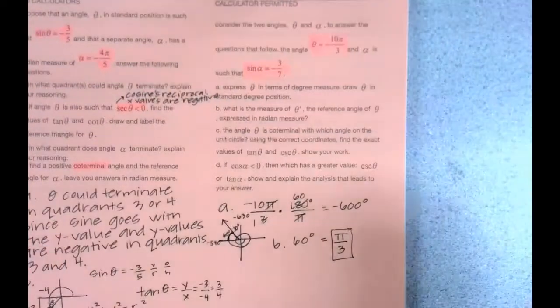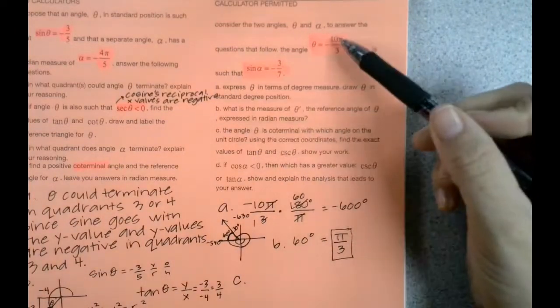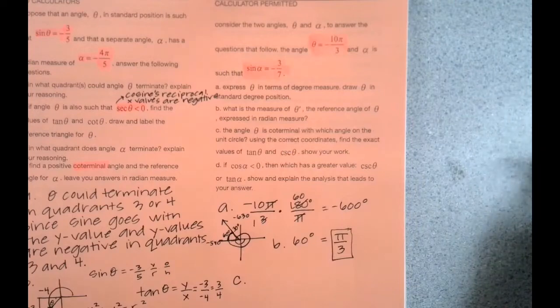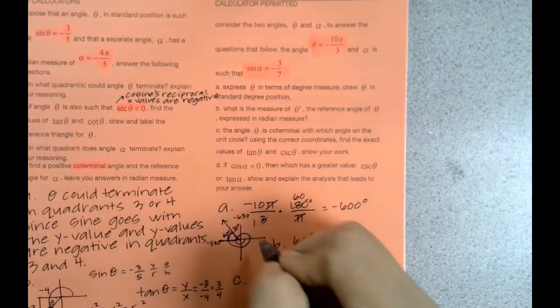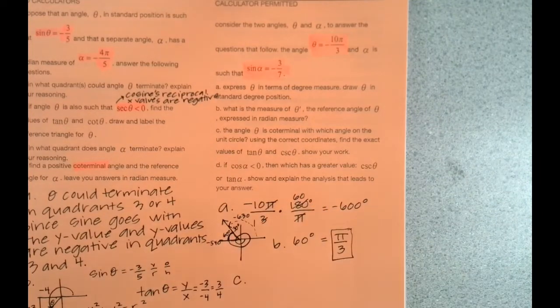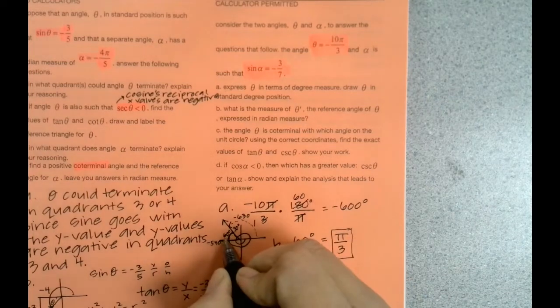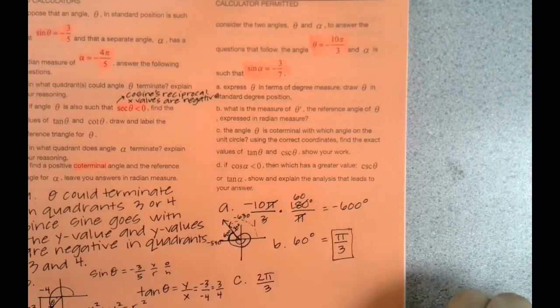For part C, this one says use theta, so we're still dealing with that same angle, is coterminal with which angle on the unit circle. Using the correct coordinates, find the exact values of tangent theta and cosecant theta. So it's coterminal with this angle right here. So if we did not go negative, it would be coterminal with 2 pi over 3, because if this reference angle is pi over 3, then that would be 2 pi over 3.